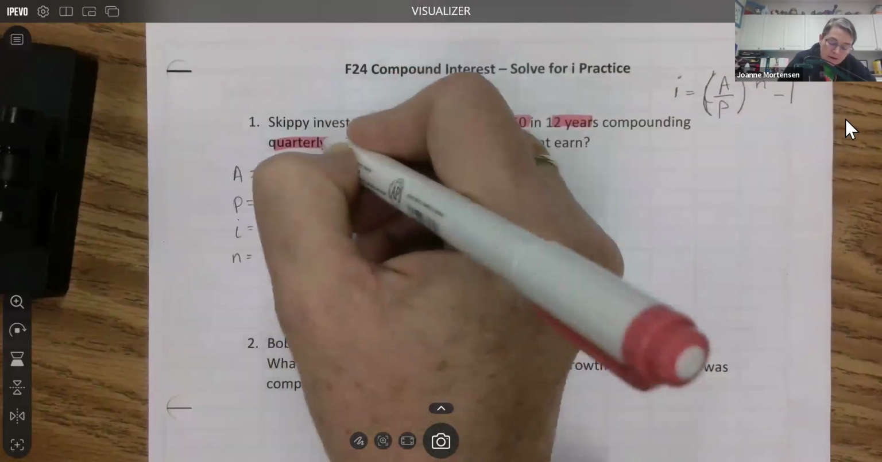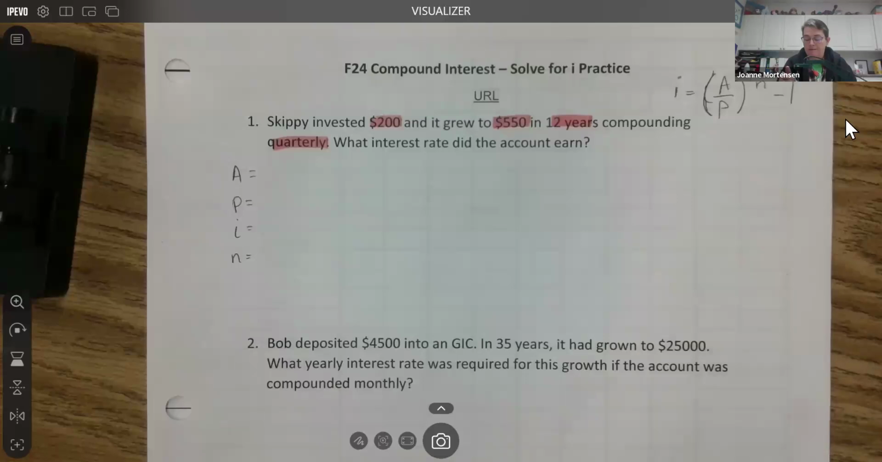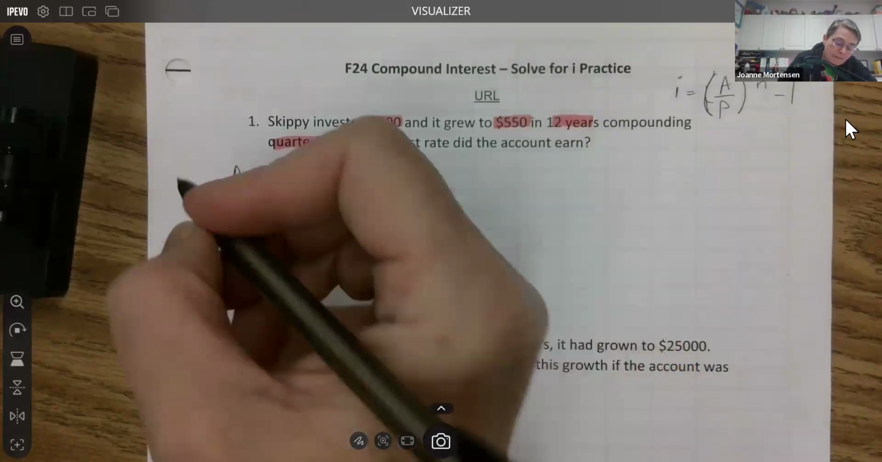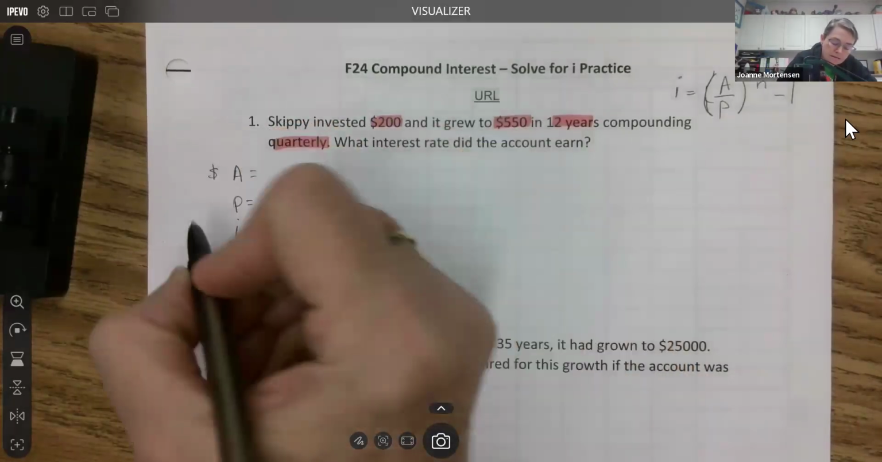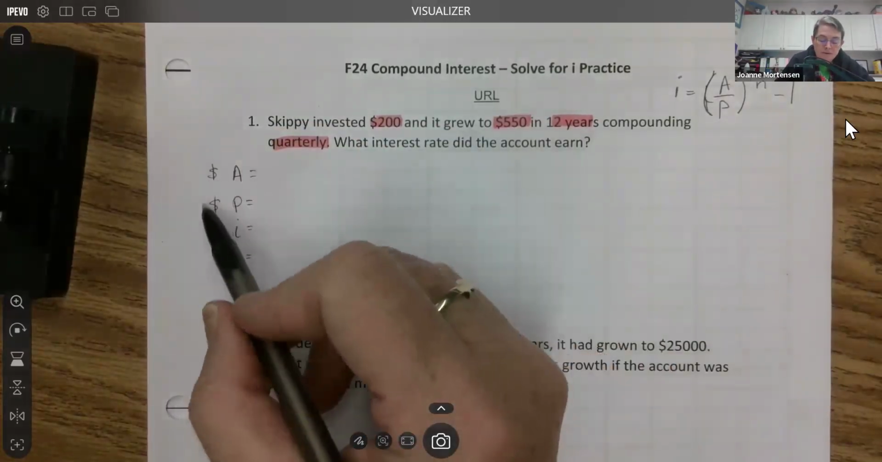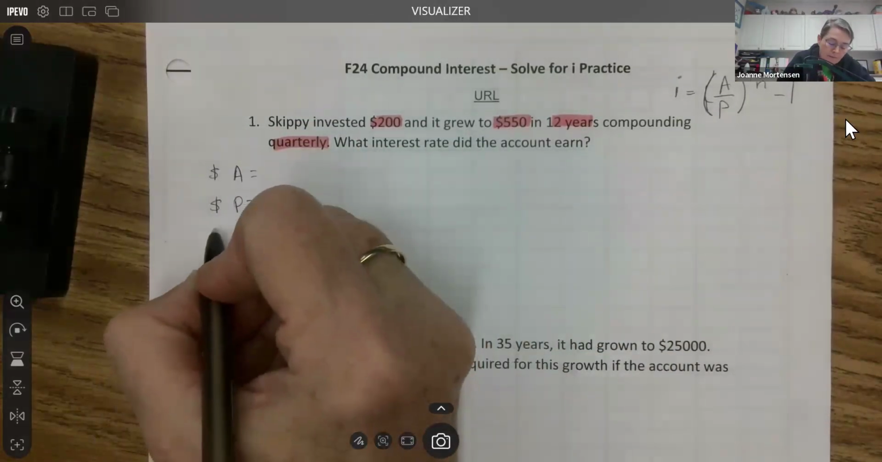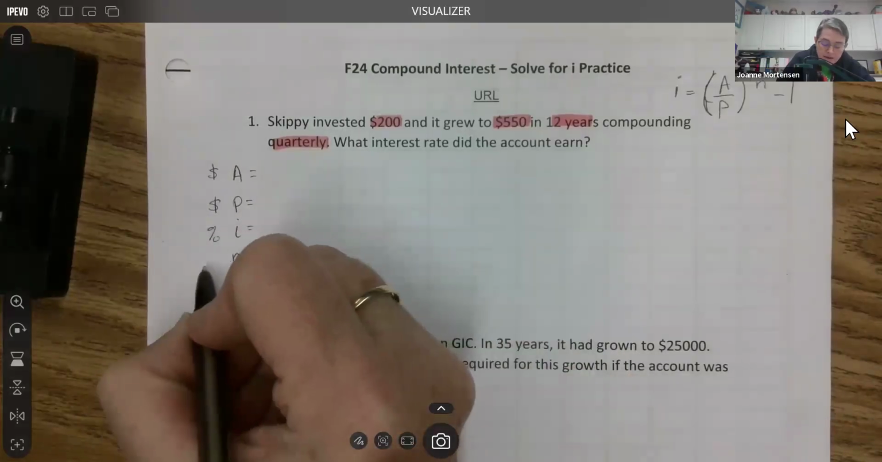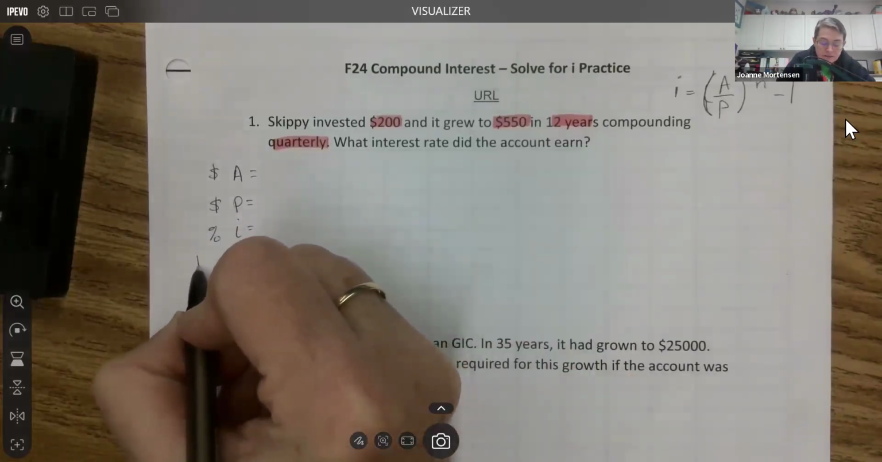Compounded quarterly. I don't know if that helped me at all. I know that A and P: A is the amount at the end, P is the principal. So those are all in dollars. I is usually given as a percent. And N is usually something to do with time.